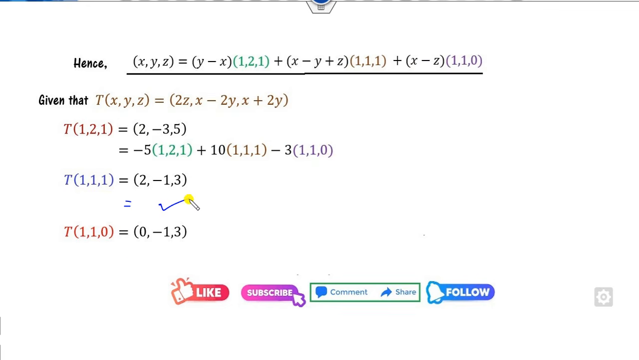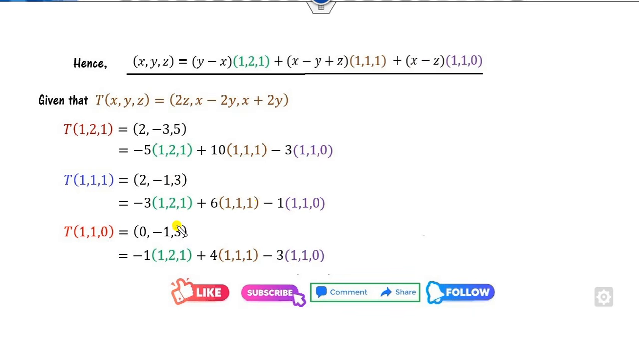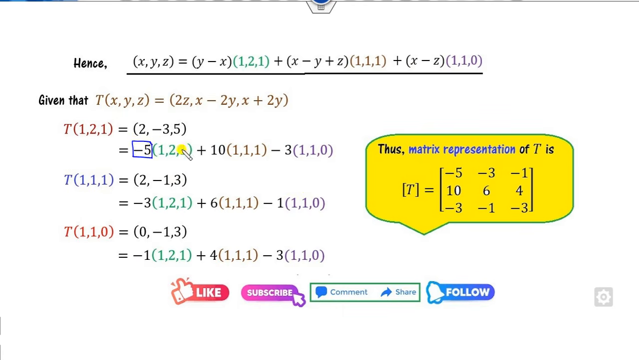Similarly you can compute for the third case. Now write this matrix in column form: minus 5, then 10 and then minus 3. Similarly for the second row and the third.